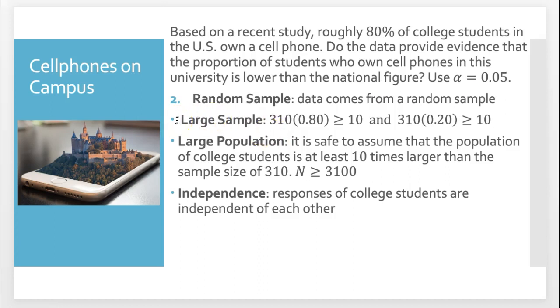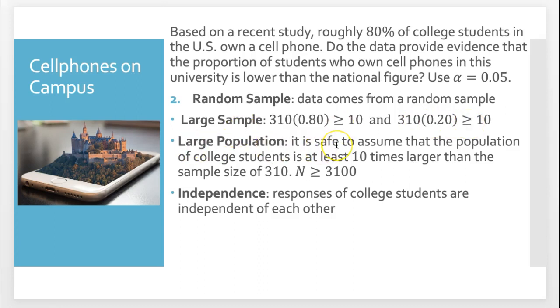Second, large sample. The sample size here was 310. So we do the product of 310 and the proportion under the null hypothesis, which is 80%. And then we do the sample size 310 times 1 minus the proportion, which would give us 20%, the proportion of students that don't have a cell phone. If you do these products, 310 times 0.8 and 310 times 0.2, these will both be greater than or equal to 10.